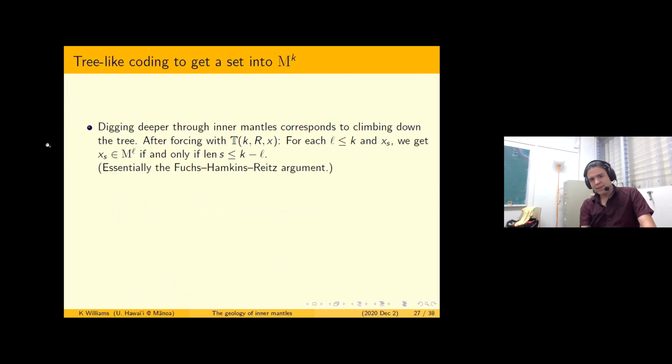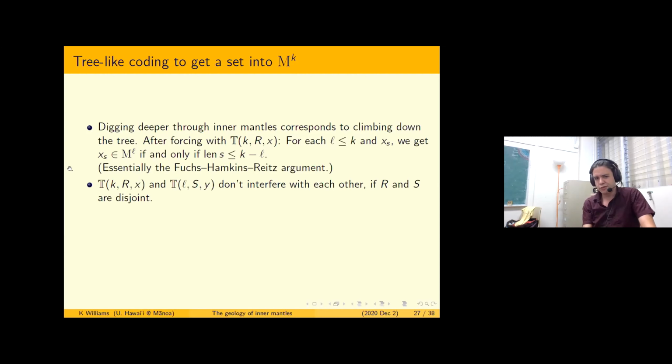Okay. So digging deeper through inner mantles corresponds to climbing down the tree. After forcing with this, cutting off the generics on the top layer of the tree, that's digging down one mantle. This is because at each stage we did these products, and this product forcing makes the extension's mantle be the ground model. So if you're at the top and you take the mantle, you cut off the products to cut off the top level. But everything below that is still going to be in the mantle because it was sufficiently coded. And so if you take another inner mantle, you climb down the tree, climb down again, and if you do it k times, you get all the way down to the bottom. So this is basically the Fuchs, Hamkins, Reitz argument over and over.